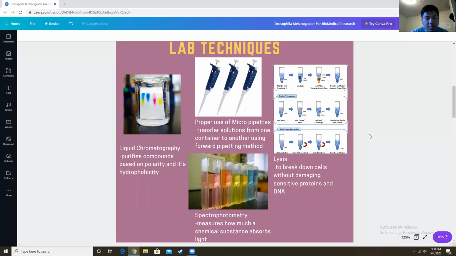lysis, and spectrophotometry. For liquid chromatography, this technique purifies compounds based on the polarity and the hydrophobicity of particles. It's important that lab students are able to use micropipettes correctly in order to efficiently execute experiments. So this includes transferring solutions from one container to another using a forward pipetting method.